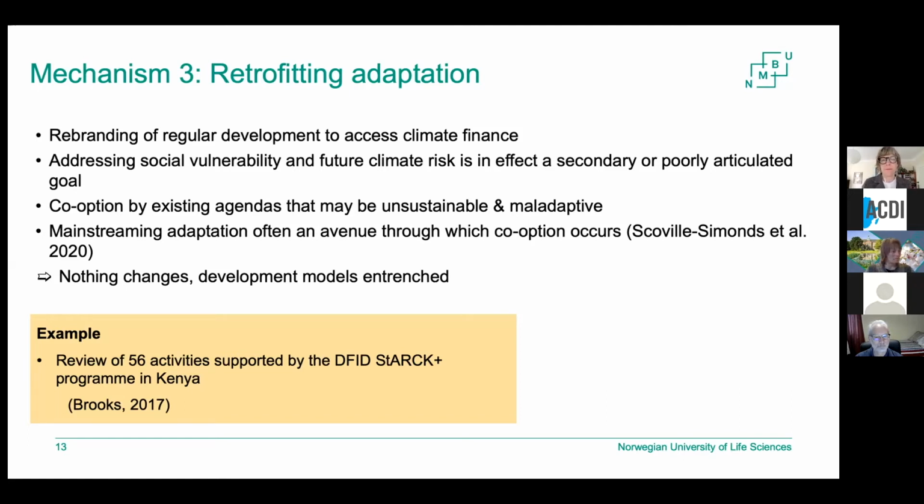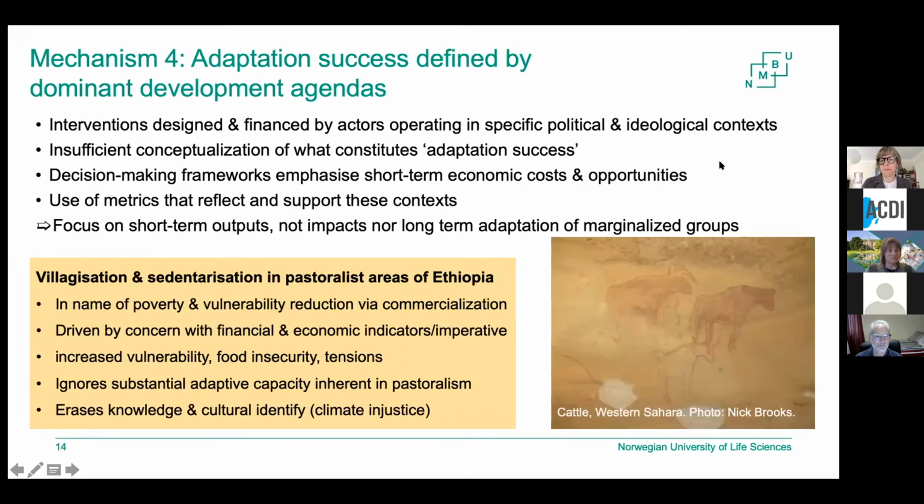The fourth mechanism is related to that, but has to do with the insufficient engagement with what adaptation success actually means. So essentially dominant development agendas come to define what adaptation success is, and adaptation success becomes almost the same as the existing measure of what development success will seem to be. So again, it's not necessarily through bad intentions, but because interventions are designed and financed by actors who are operating in their specific political and ideological context.